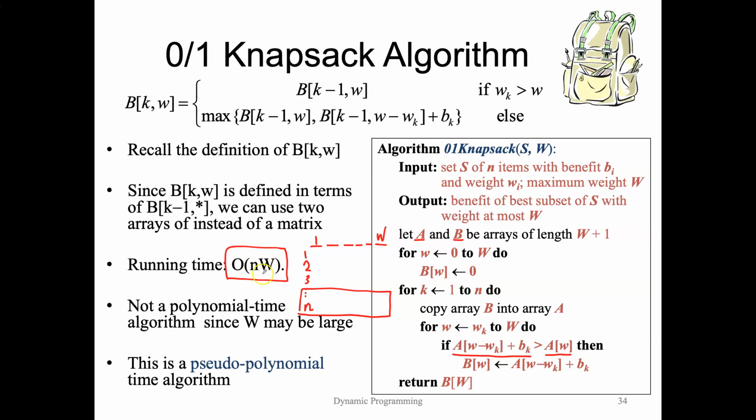So this isn't polynomial time because it depends on something other than n. This is pseudo-polynomial because we have this other dependency. But this gives us a way that we can solve, using dynamic programming, the 0-1 knapsack problem as well.